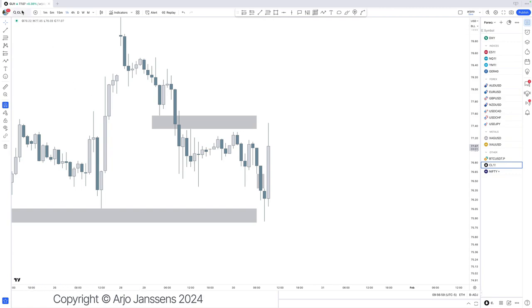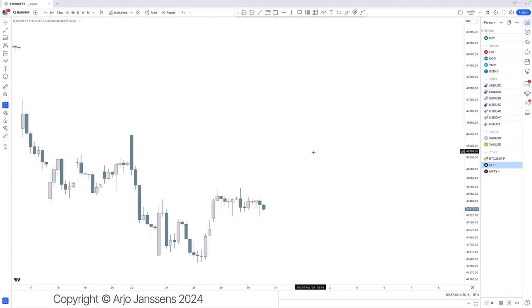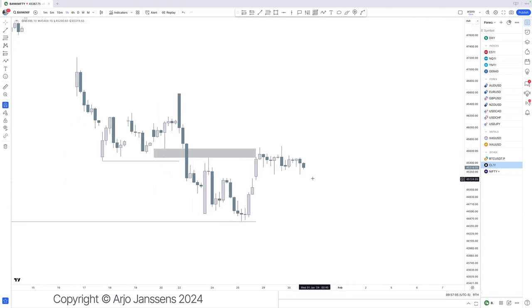Bank Nifty, for sure. No, I have not looked at it yet. Bank Nifty, let's see. When I'm looking at Bank Nifty, I think it's just my time zone currently. It's a very small period of time that it's actually open.